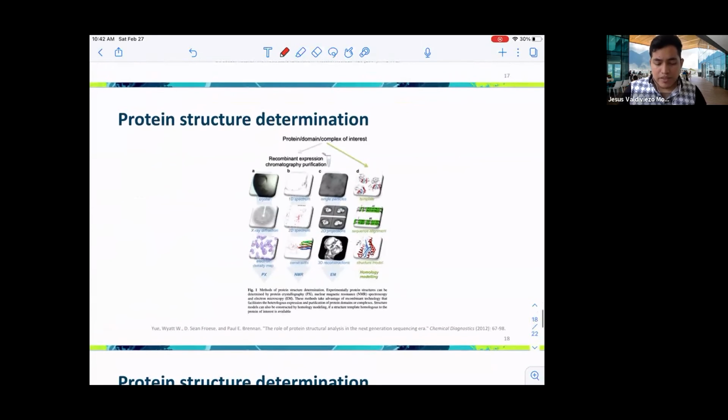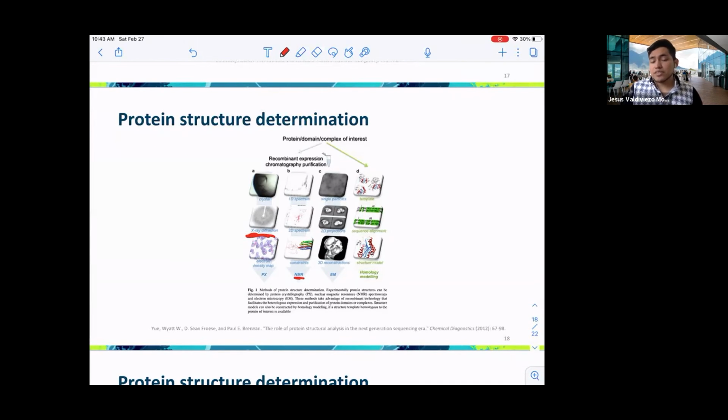And just the last part of the lecture is going to be how do we determine the protein structure? There are 4 ways, or in general, there are several ways, but we classify them into 4. The most common one that you might have heard of is the X-ray. So this one here corresponds to X-ray diffraction. Another one that Gabriel mentioned briefly during our informal talks was NMR.